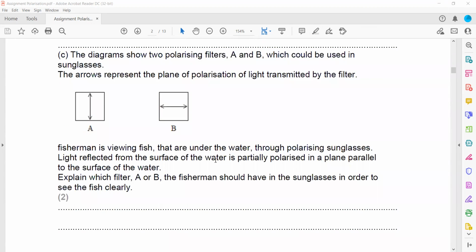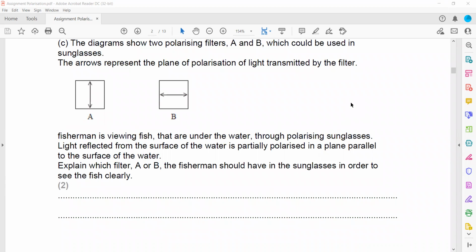The diagram shows two polarizing filters A and B, which could be used in sunglasses. The arrow represents the plane of polarization of light transmitted through the filter. B will allow the horizontal component of the light, and A will allow the vertical component of the light to pass. The fisherman is viewing the fish that are underwater through polarizing glasses. The light which is reflected from the surface of the water is partially polarized in a plane parallel to the surface. So which filter, A or B, should the fisherman use in the sunglasses in order to see the fish clearly?